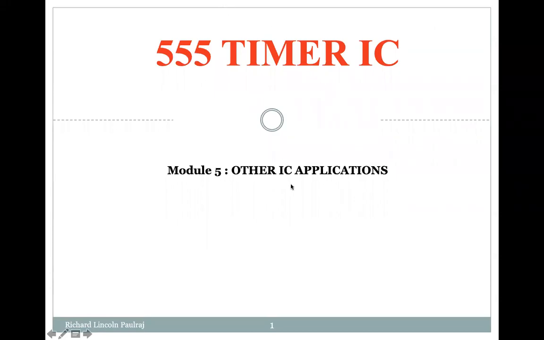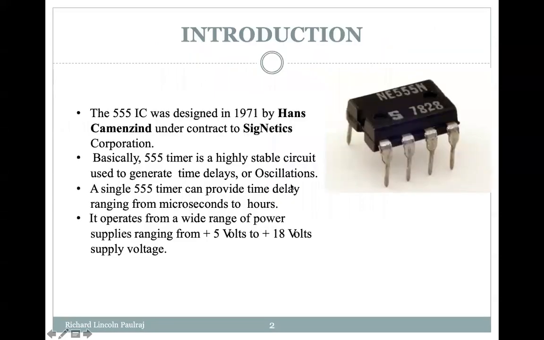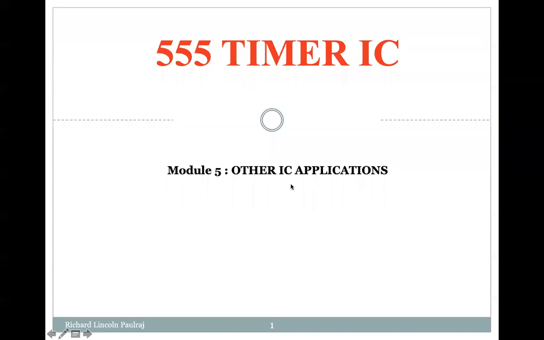Okay, so we will be starting off with the fifth module today, which is IC applications. In this module there are about three parts. The first one is the 555 timer, the second is the phase lock loop, and the third part is going to be DAC and ADC. So we are going to start off with the first part, which is the 555 timer.